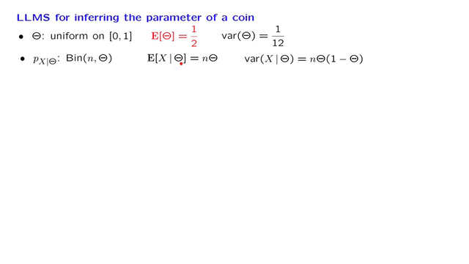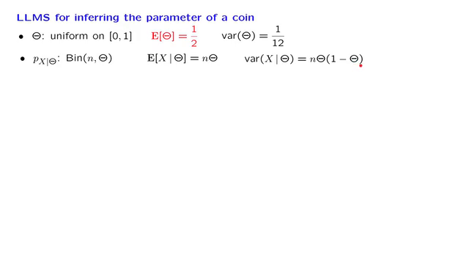The mean of a binomial is n times the bias of the coin. But because we're talking about a conditional universe, this is a conditional expectation, and it's a random variable because it's affected by the value of the random variable theta. And similarly for the variance, it's the usual formula for the variance of a binomial, except that now the bias itself is a random variable.